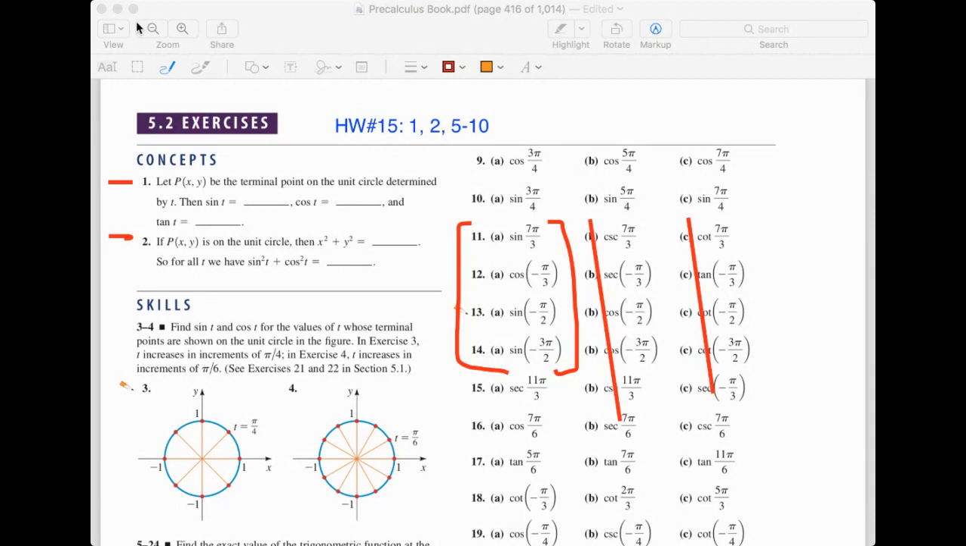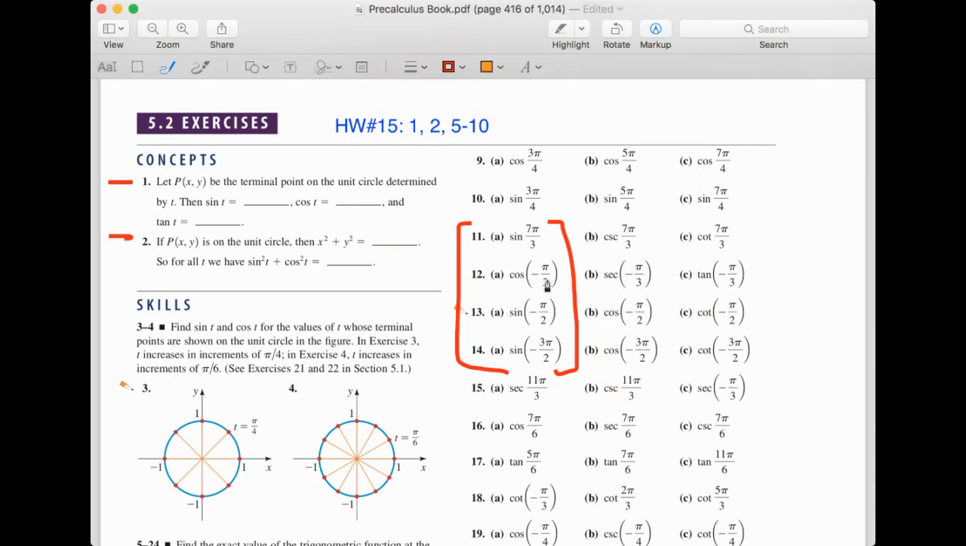Okay, anyone like to show? Or maybe we try together. Let's see the first one. Sine 7 pi over 3, right? We don't know in which quadrant 7 pi over 3 is. Normally, when we look at that number, it's kind of confusing. So let's try to figure out which quadrant this one is.